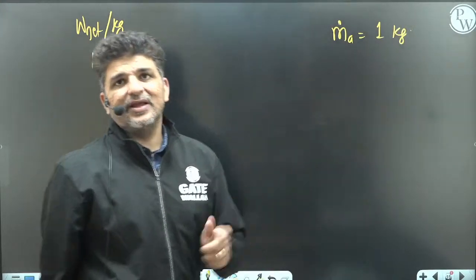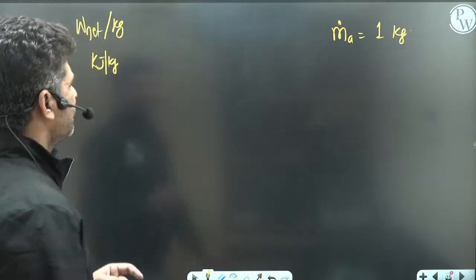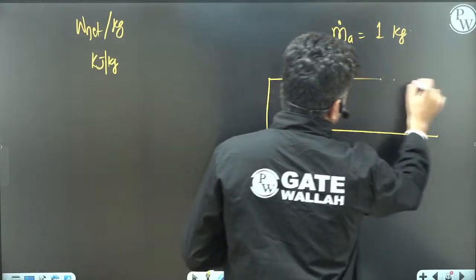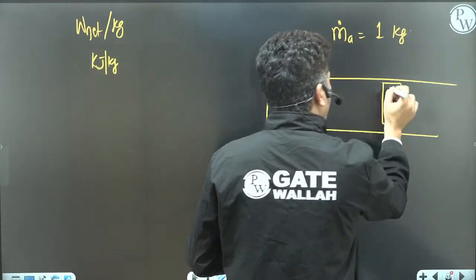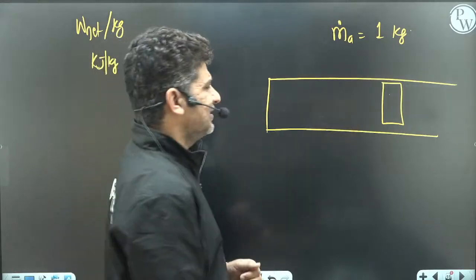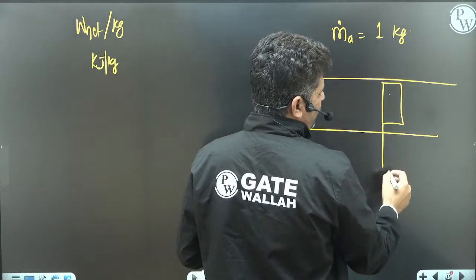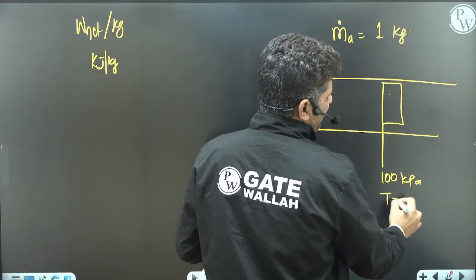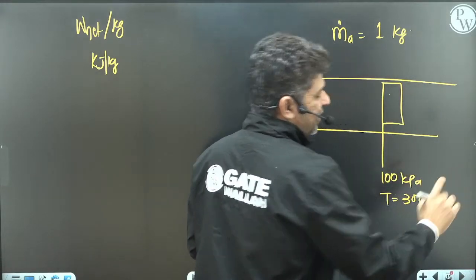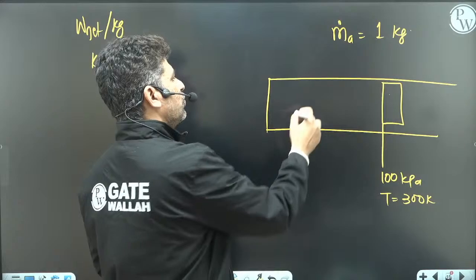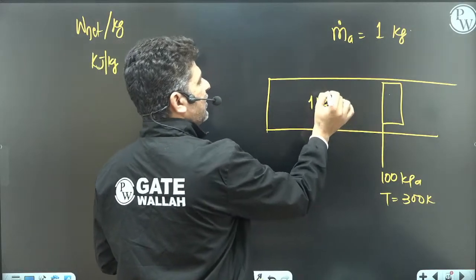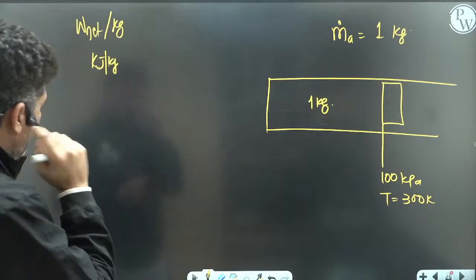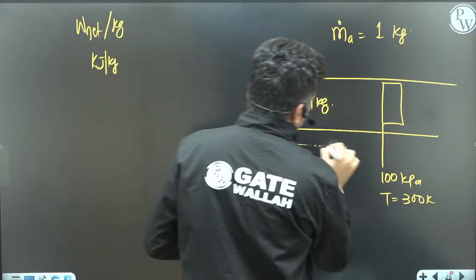So if this is 1 kg, what you can do is take your cylinder, okay, and he has given you that at the starting of the piston, where the compression stroke is starting, the pressure is 100 kPa, temperature is 300 Kelvin. So now what you assume is you take 1 kg of air over here. When you take 1 kg of air, can you calculate what is the volume V1?